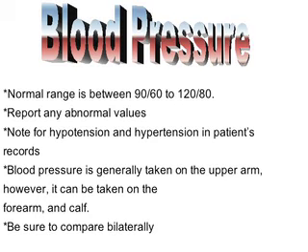Like we just said, the normal range is between 90/60 to 120/80. You should report any abnormal values. Note for hypotension and hypertension in the patient's records. Blood pressure is generally taken on the upper arm, however it can be taken on the forearm and calf. Be sure to compare bilaterally.